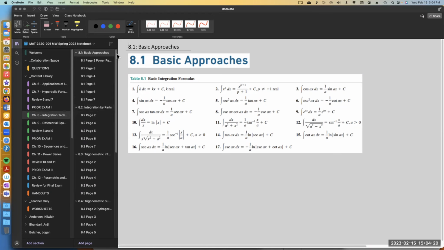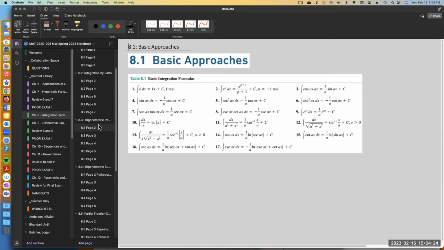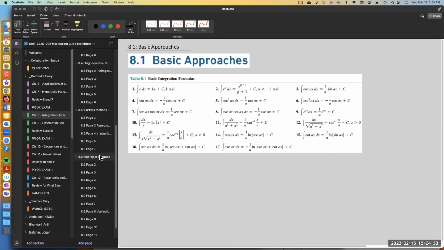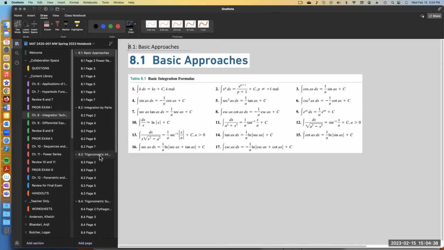And in 8.1, we're just going to do a bunch of random things. And then trigonometric integrals, and then we're going to do trigonometric substitution, and then we're going to do partial fraction decomposition, and then we're going to do some improper integration. So chapter 8 is a long chapter.